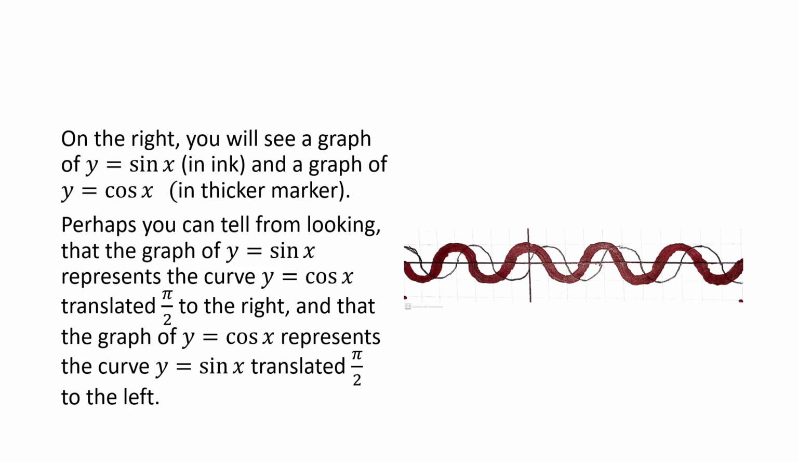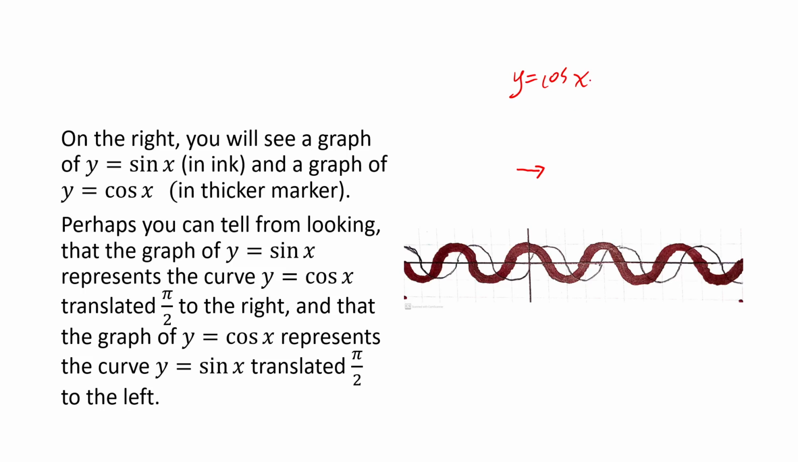Perhaps you can see that if we were to take the thicker marker curve and translate it 90 degrees, i.e. pi over 2 radians to the right, it would exactly land on the thinner inked curve. So again, take that thicker inked curve and just move it to the right. It'll fall on the thinner inked curve. In other words, if we take the curve y equals cos x, which is the thicker one, and translate it a bit to the right, we're going to get y equals sine x.